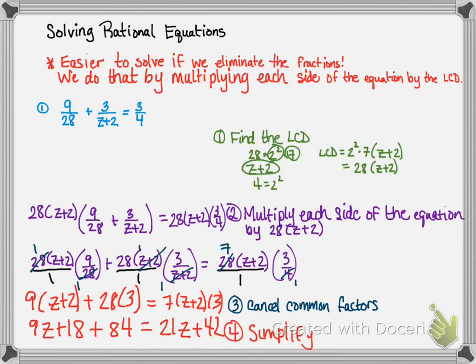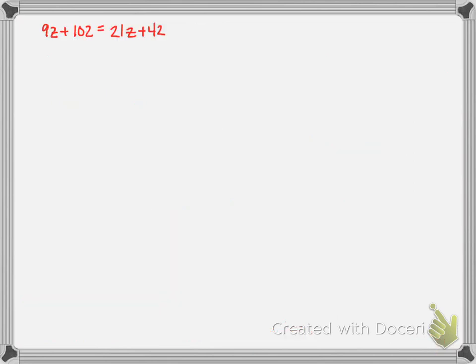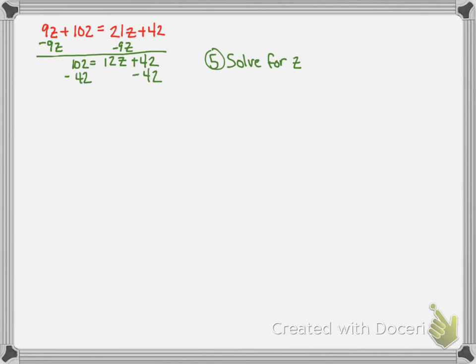Let's combine some like terms. I get 9z plus 102 equals 21z plus 42. Let's solve for z. So if I subtract 9z from both sides, I get 102 equals 12z plus 42. Let's subtract 42 from both sides. 60 equals 12z. Divide by 12, z equals 5.